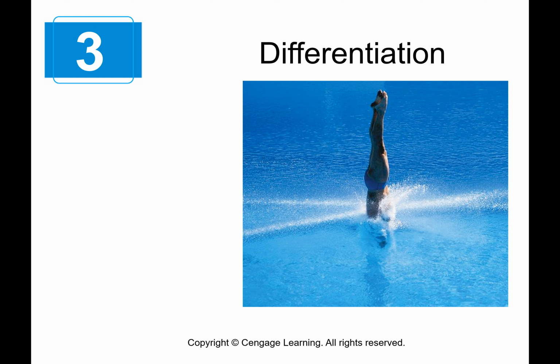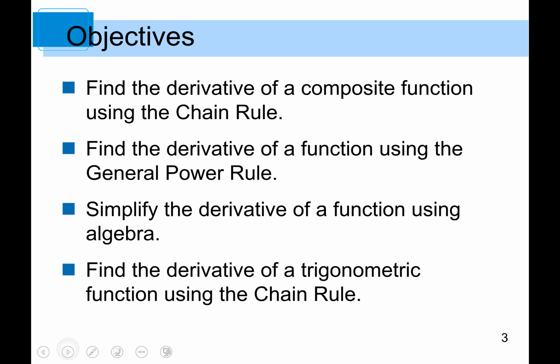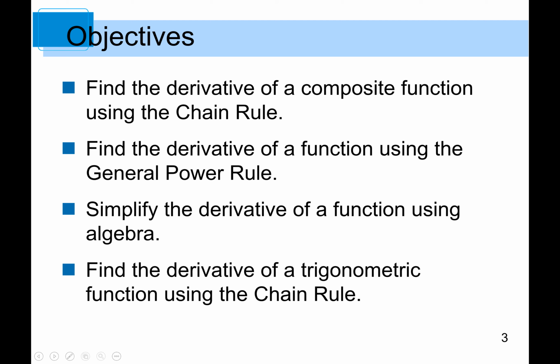Let's continue talking about the techniques of differentiation. In this particular section, we're going to take a look at the chain rule, and the chain rule applied to composite functions. Let's compare what kind of function you have to use the chain rule on and what kind of function you cannot use the chain rule on later. First of all, let's take a look at the objectives.